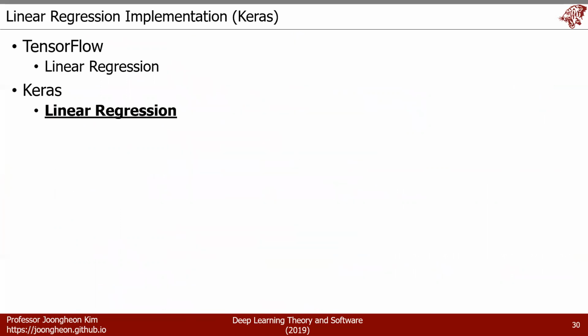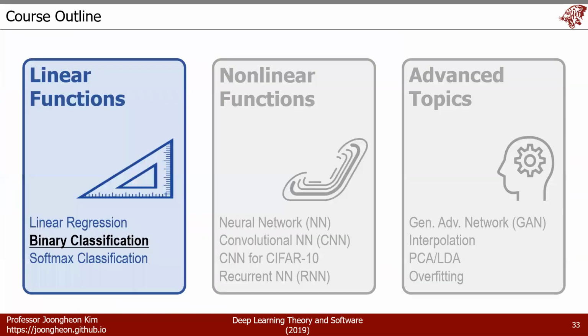Next we are going to see Keras, but as I told you before, Keras will be studied once we understand neural networks. That code will be studied later, not this time. So here is the end of linear regression. For the next time, we are going to see binary classification.